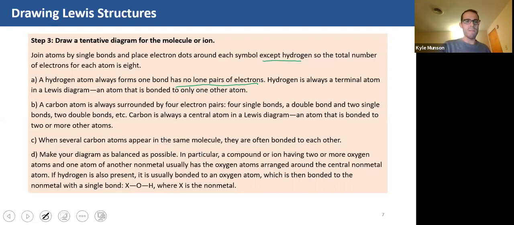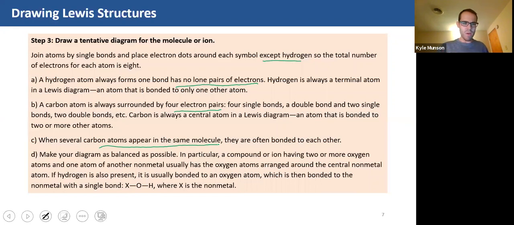A carbon atom, then, is always surrounded by 4 electron pairs. Okay, that could be any flavor of electron pairs, like we saw in our other video. It could be 4 single bonds. It could be a double bond and 2 single bonds. It could be 2 double bonds. It could be a triple bond, etc., right? So carbon is always a central atom in the Lewis diagram, an atom that is bonded to 2 or more atoms, okay? So if you see carbon, it's going to go in the center pretty much. And when we have several carbon atoms that appear in the same molecule, they're often bonded to each other, okay? So we'll see some examples of that too. And this last one is saying, make your diagram as balanced as possible, okay?